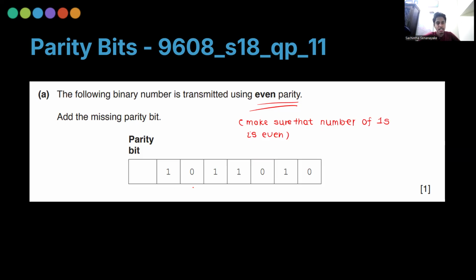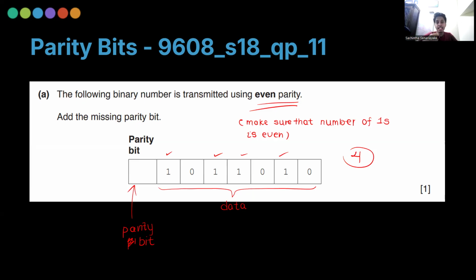Let's count the number of ones in this original data. Keep in mind, this is the original data, and on the left-hand side, they're attaching a parity bit. This is the parity bit, as the label itself suggests. Now, we count the number of ones. We have 1, 2, 3, 4 ones. Is 4 an even number or not? It's an even number, right?